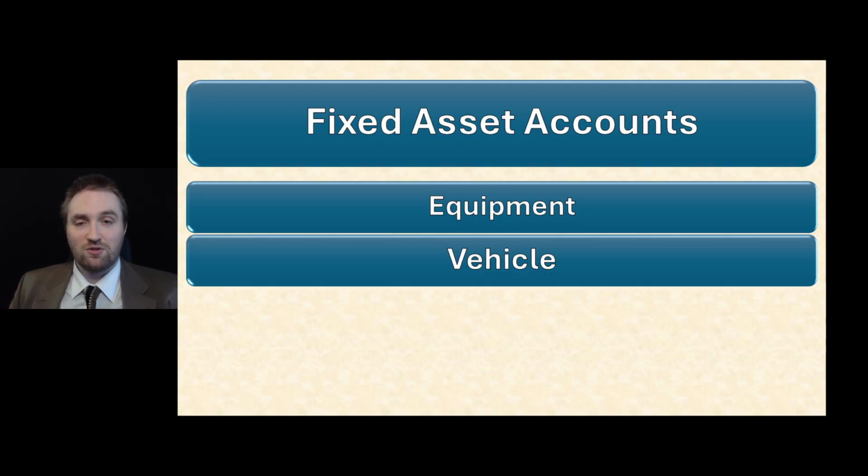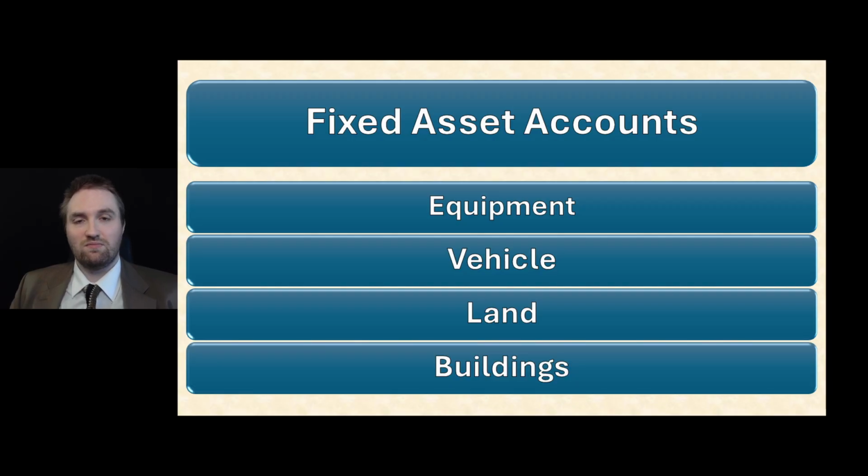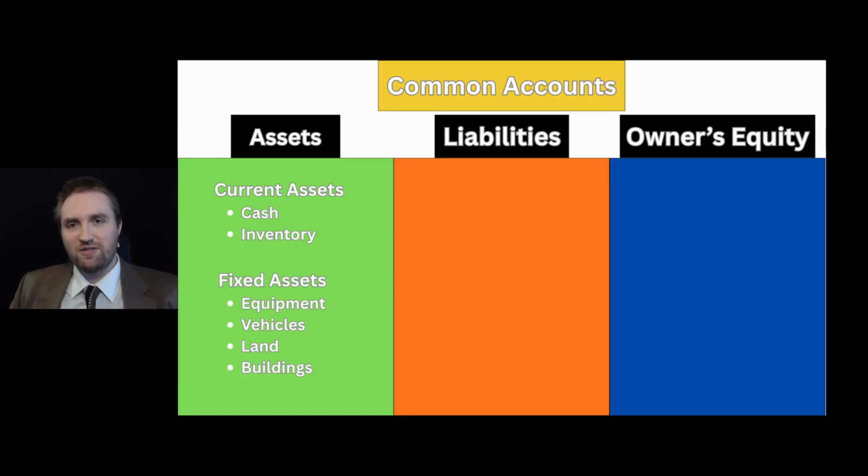Vehicles. Similar to equipment, this account tracks vehicles used in a business. Land. Tracks land owned by the business. Buildings. Tracks buildings owned by the business. And those are your fixed asset accounts, generally speaking. Equipment, vehicles, land, and buildings. Assets are pretty sparse under cash basis, but to recap, asset accounts are broken into current and fixed assets.